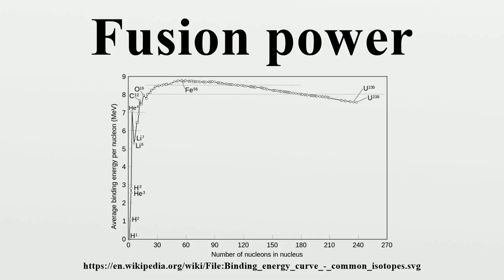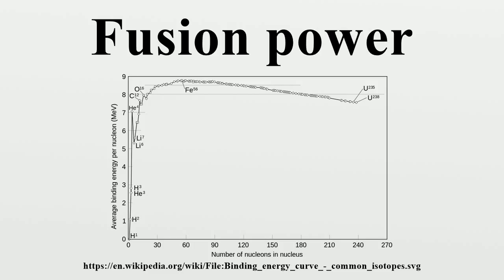Indirect drive. In this technique, lasers blast a structure around the pellet of fuel. This structure is known as a hohlraum. As it disintegrates, the pellet is bathed in a more uniform X-ray light, creating better compression. The largest system using this method is the National Ignition Facility.